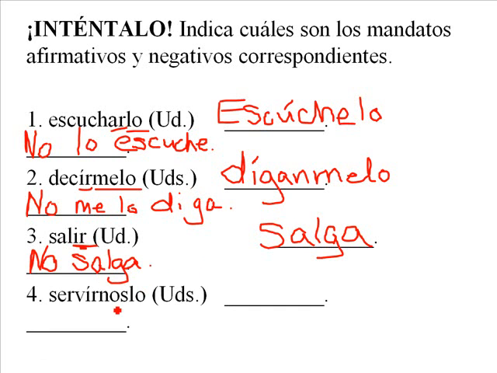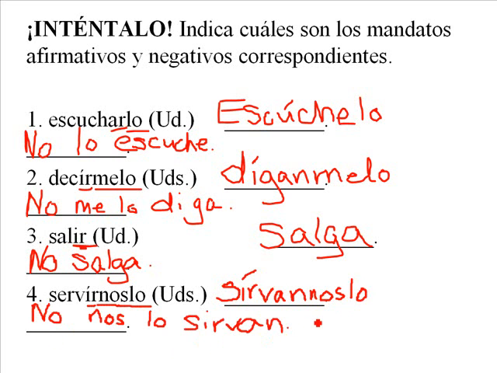Servirnoslo. Servir is the verb. Noslo are our pronouns. For ustedes. Servir in the yo form of the present is sirvo. Drop that o. IR. Sirvan nos lo. We need to keep the stress. Sírvanoslo. Negative. No nos lo sirvan.